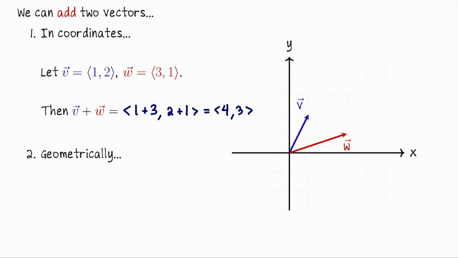Okay, let's graph the vector 4, 3. So that's 4 units in the positive x direction and 3 units up, so that's going to land here if I start at the origin. So the result is this.